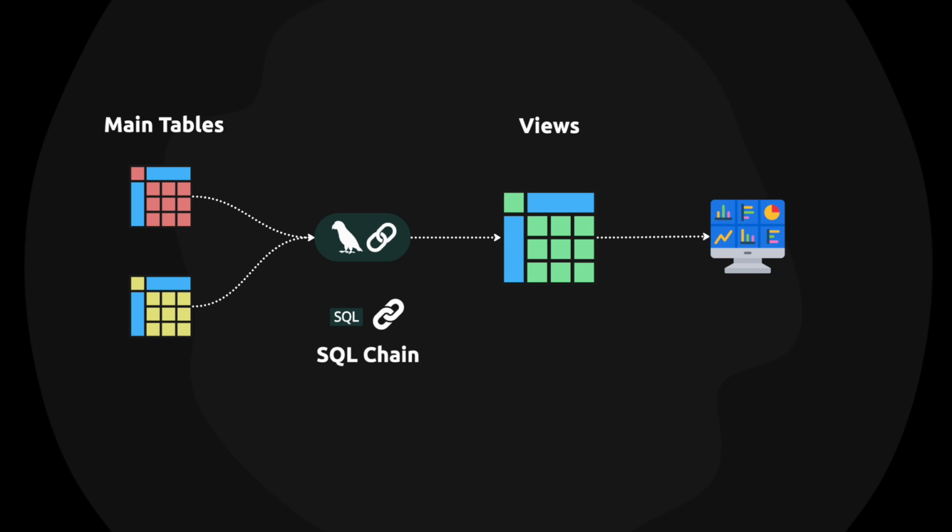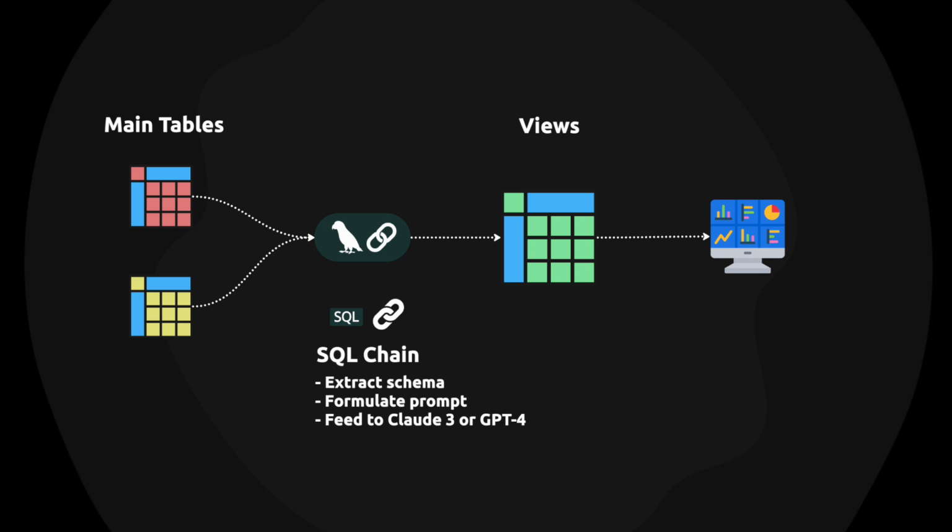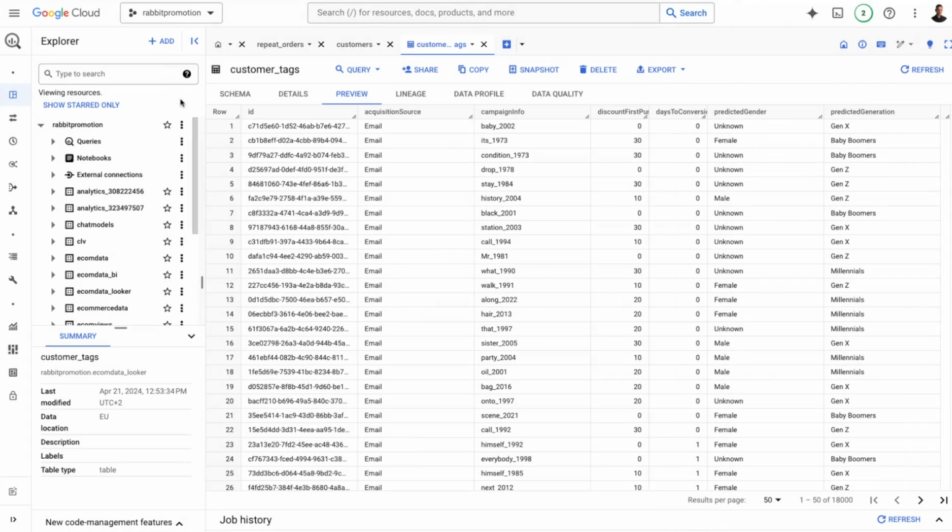In the last couple of videos, I showed you how to do robust text-to-SQL in LangChain. I'll put a link to those videos below this video. These chains work by extracting the schema information from BigQuery and then using that schema information to formulate a prompt to a high IQ language model, such as Claude 3 or GPT-4, and then have that language model return executable SQL. I'm going to use that chain now to create those views.